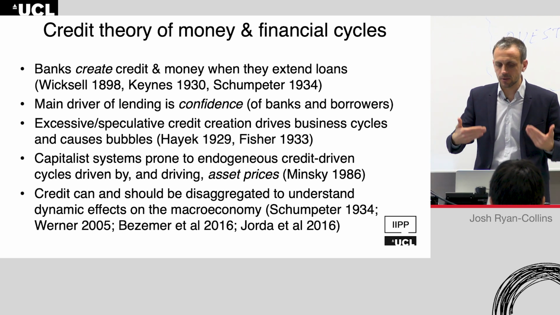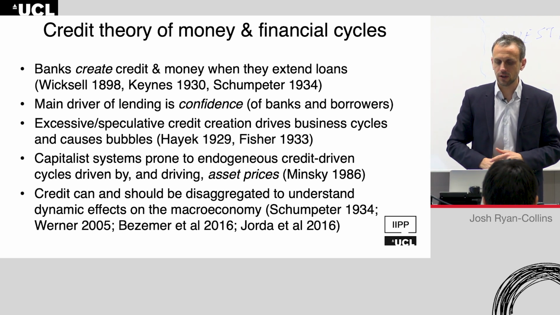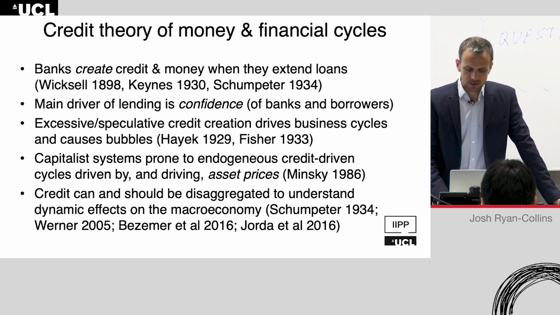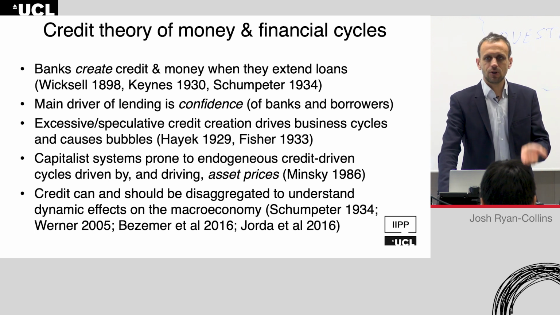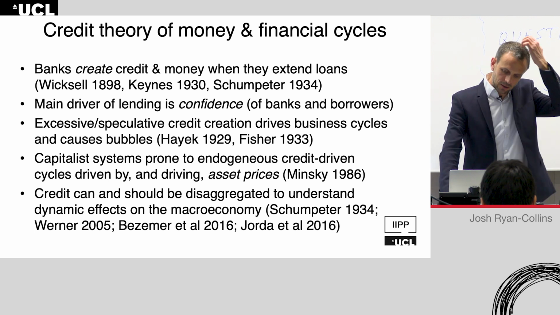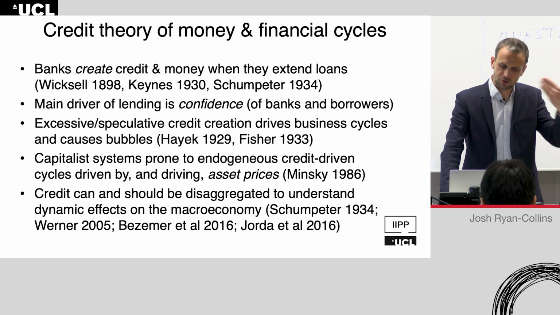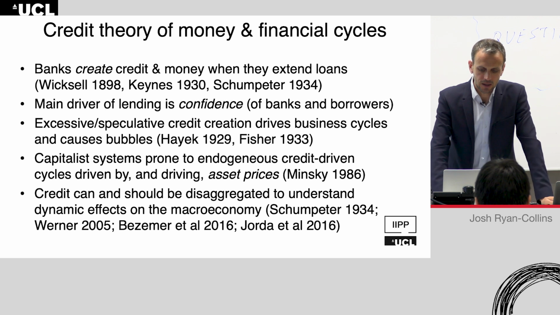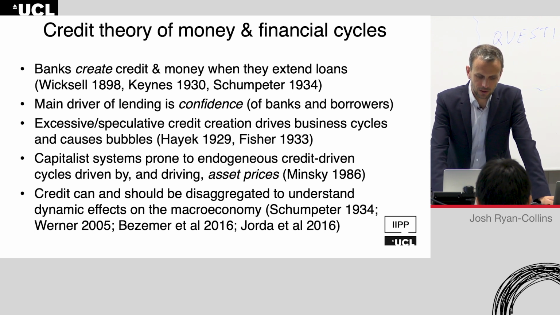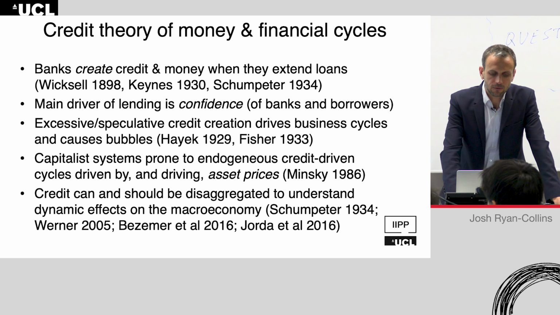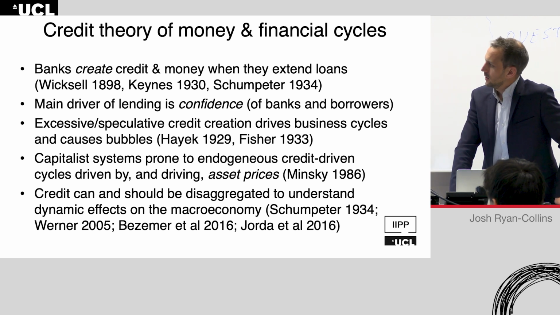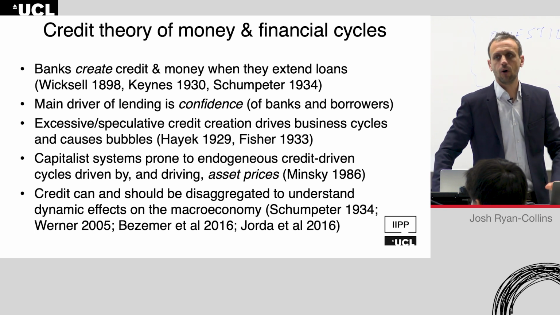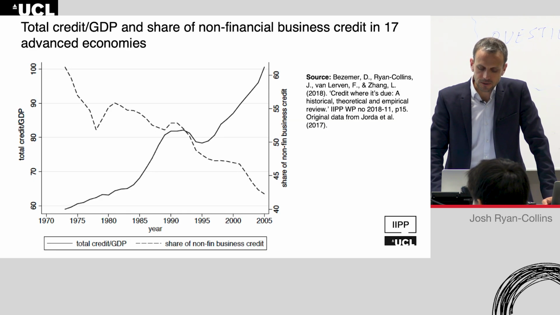So capitalist systems are driven by endogenous, credit-driven cycles, and particularly they're driven by asset prices, because rising prices, rising house prices or rising prices of other types of assets, create more confidence, lead people to demand more credit, and lead banks to lend more credit, and vice versa when things go bad. Now, I've already talked about the final point in week 3, the idea that different types of credit can lead to different types of economic outcomes.